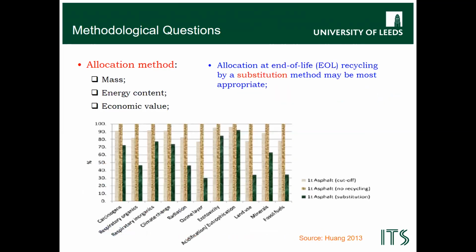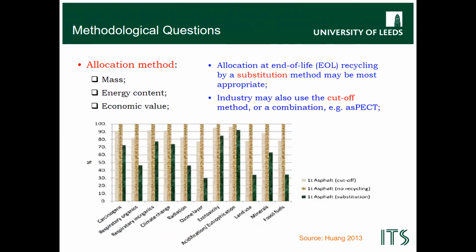Another allocation is at end of life recycling. Elise also talked about this in her talk. It's when a product can be recycled or reused somehow at the end of its design life, then the credits can be either given to the producer, in which case the method is called a substitution, or it can be given to the user downstream and to whoever used this product at the end of its design life. And that method is called the cutoff. And of course, people can choose somewhere between them.